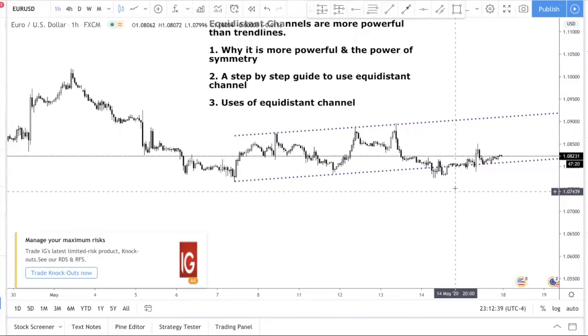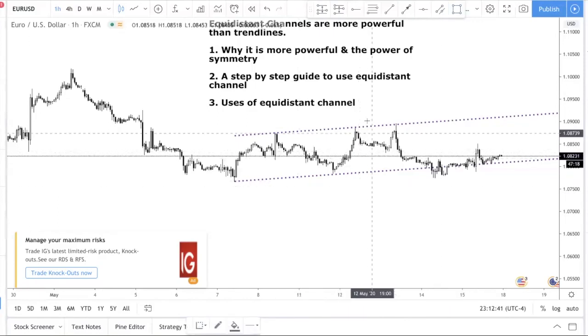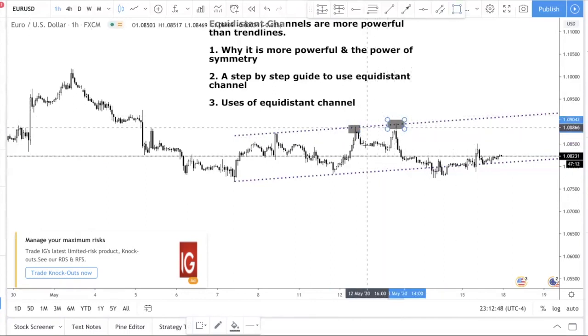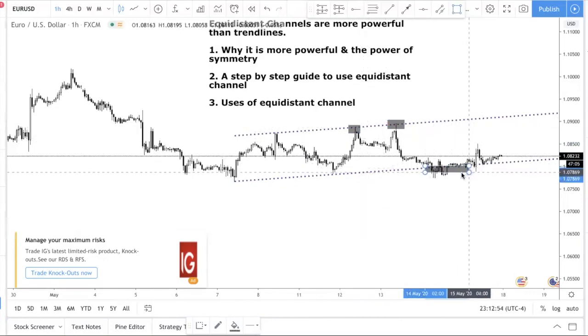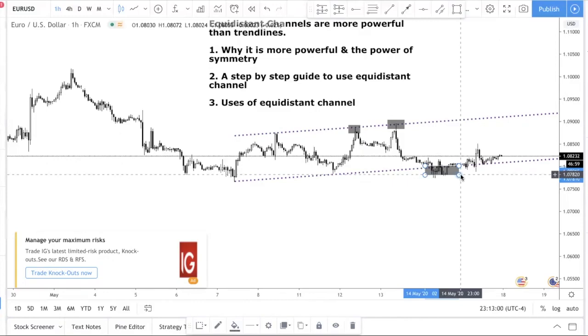Okay, but that's how you use it. You can look for entries at this level, right? You can look for entries, look for signs of reversals, follow your trading strategy and execute a trade at these levels as well as these levels over here. Okay, so that's how you use the equidistance channel, right? For stop loss, to manage your stop losses, to take profit, or to enter a trade.